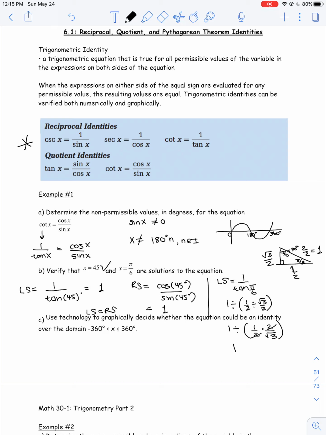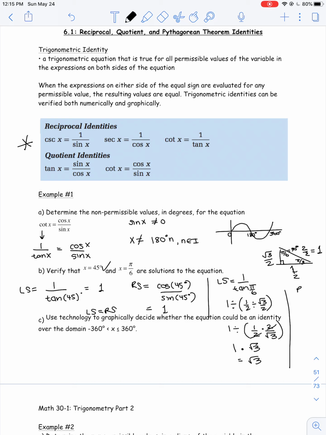So it's going to be 1, and then I'm going to have to flip 1 over root 3 to become root 3. So I know that this is going to be just root 3 from tan of pi over 6. 1 over tan pi over 6 is going to equal root 3. So that's the left side of the equation.